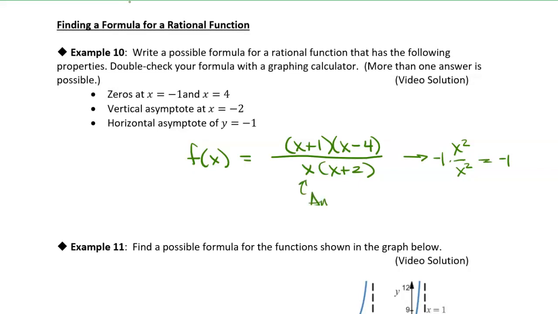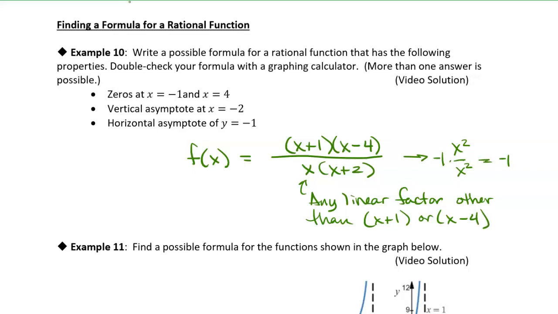I can put in any linear factor here instead of x. I just use x because it's nice and simple. But I could use any linear factor other than, right? Other than the factors that would cause a hole, because then I'm not going to get an asymptote, I'm going to get a hole at that point. So any factor other than x plus 1 or x minus 4 will work.